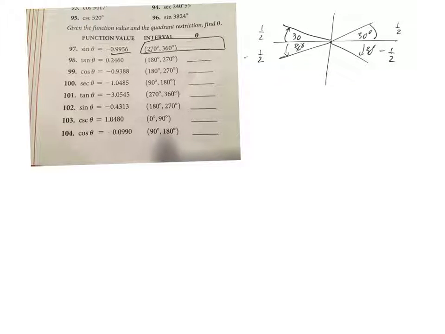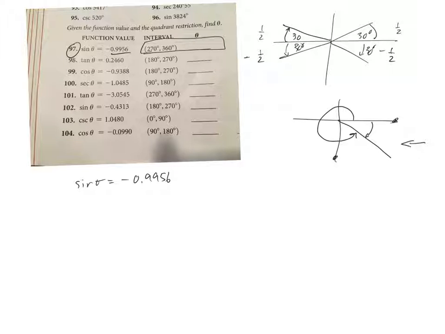ratio is the same. So in this first question they want an angle from 270, that's here, to 360. So there's going to be an angle somewhere in here, and they want to know what that angle is. Well, I can figure out the reference angle, but the angle they want is this whole angle. So say on that first question I'll take sine theta, and that says it's negative 0.9956. I know it's negative because it's in that quadrant.